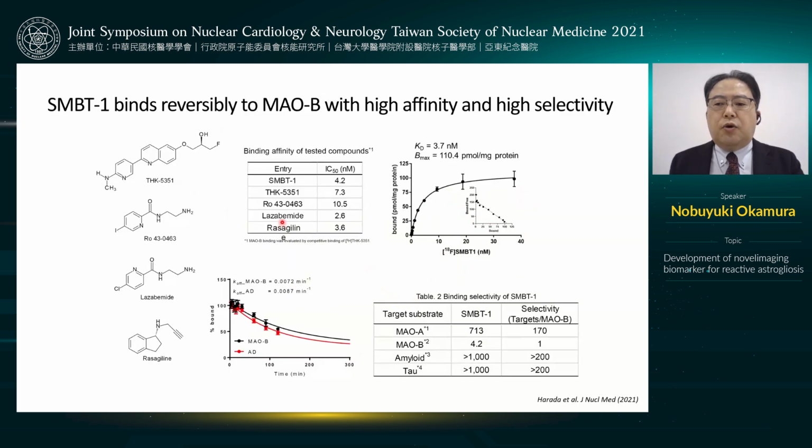This compound shows high binding affinity to monoamine oxidase B and low binding affinity to other enzyme receptors and misfolded proteins such as amyloid beta and tau. This tracer showed a reversible binding profile to monoamine oxidase B in AD brain homogenates.